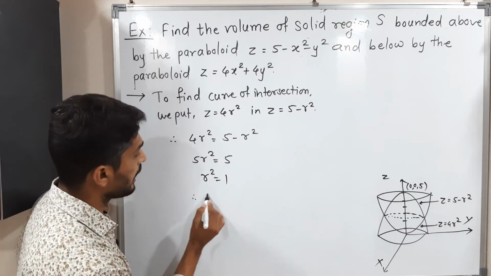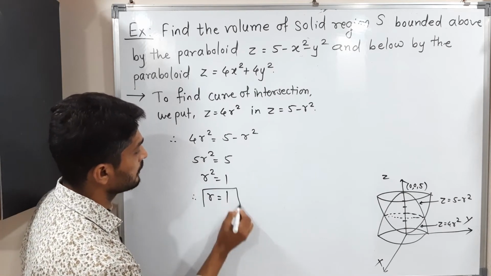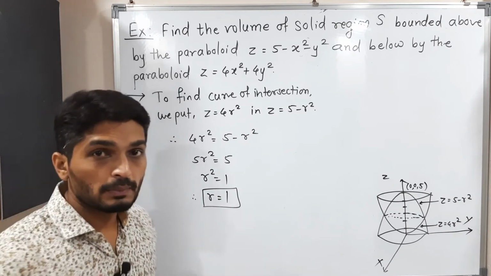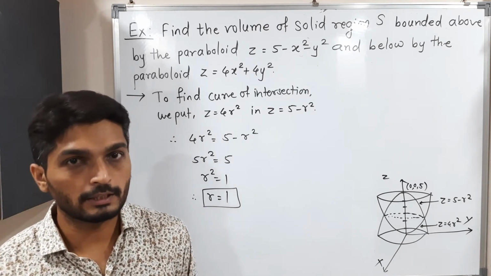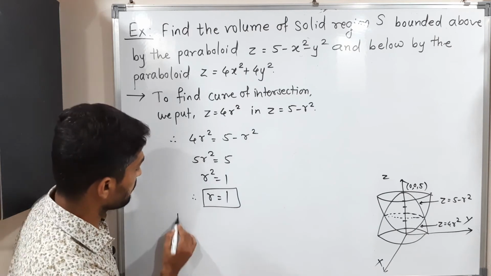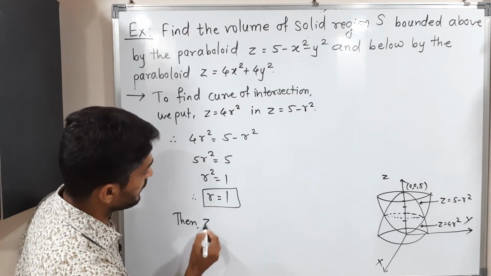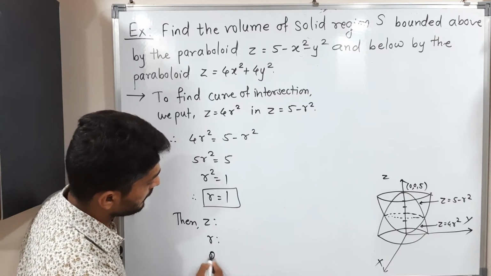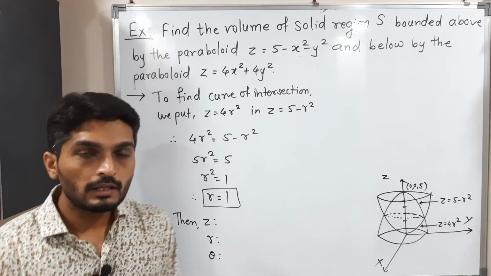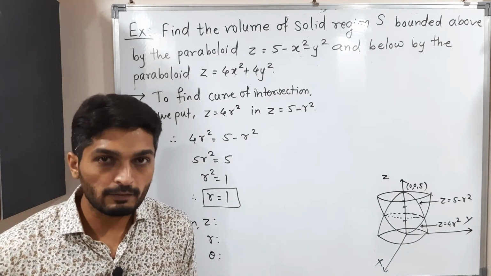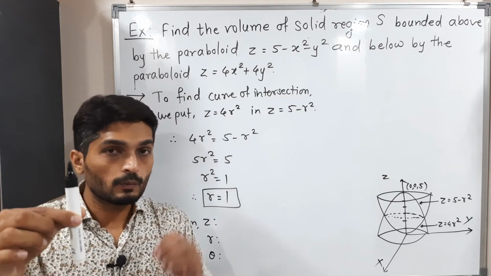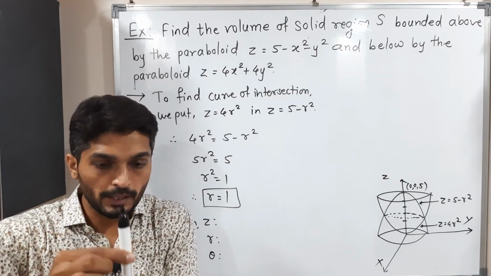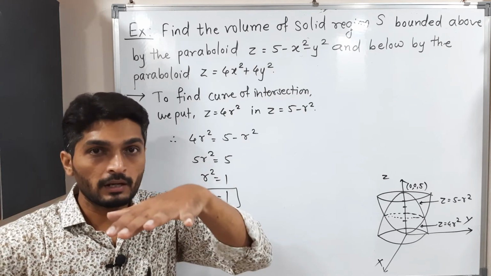So therefore r is equal to 1. Here we will not get plus minus 1 since r is a radius and it cannot be negative. So let us find limits. First we write limits of z, then r, and then theta. When we think of limits of z, we consider a strip which is parallel to the z axis. What is our funda? We consider bounded below, after that bounded above.